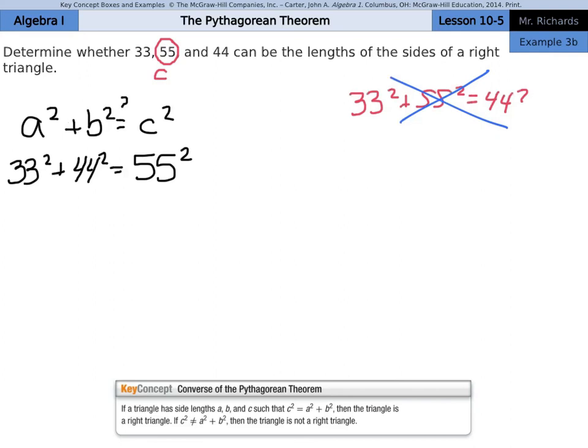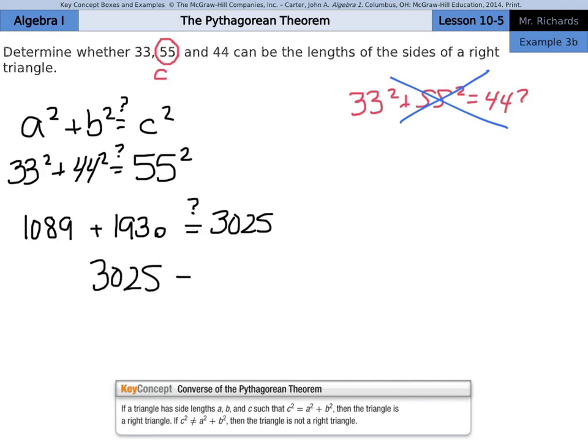So now as we're testing if a squared plus b squared does equal c squared, 33 squared is 1,089. 44 squared is 1,936. And is that sum going to be equal to 3,025? Well, yes. It does add up to be 3,025. So our answer, yes, these do form a right triangle.